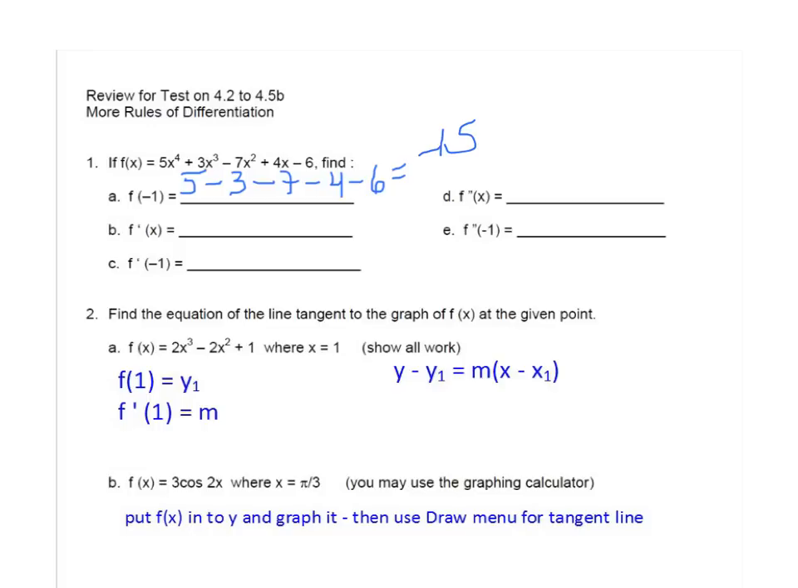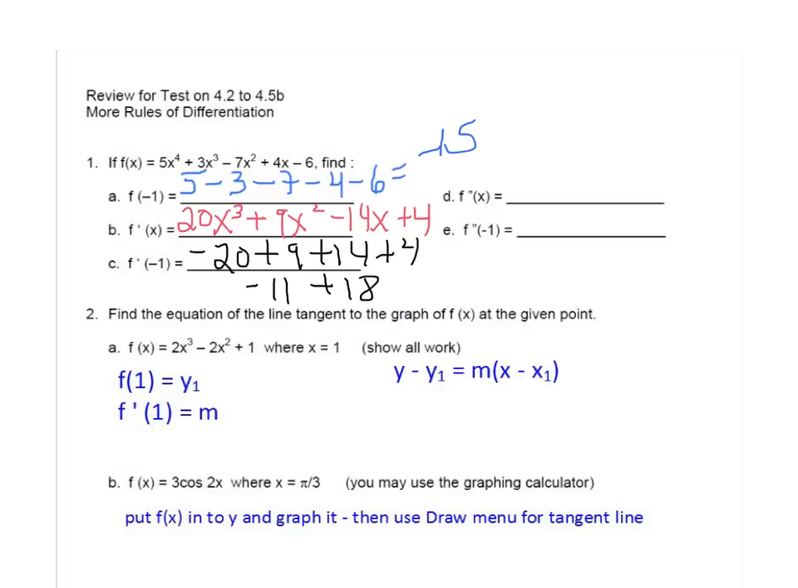Now f prime of x means take the derivative. So I'm going to use the power rule. 4 times 5 is 20x to the third plus 9x squared minus 14x plus 4. And now C says plug negative 1 into the derivative. So that's going to give me negative 20, positive 9, positive 14 plus 4. Let's see, that's 18. This is going to be negative 11. So we get 7 as our answer.